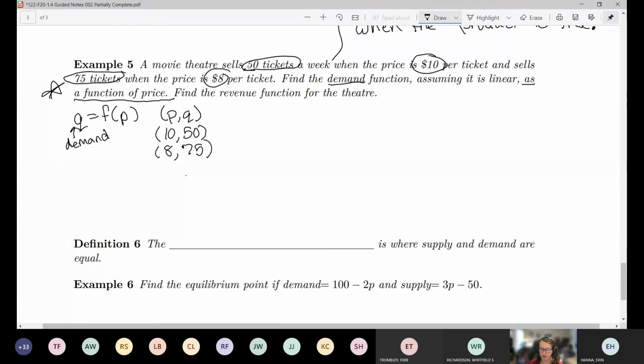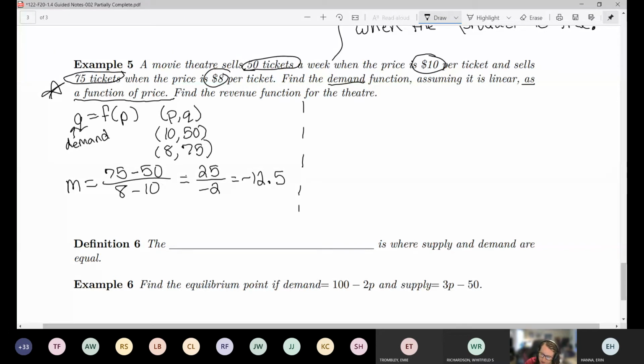So the first step in finding a linear equation is always to find your slope. So we've got to find our slope first. Personal preference, I always put the larger y value first, whatever floats your boat. So if I put the 75 first, the 8 must come first. So we have 25 over -2. So -12.5 for our slope.